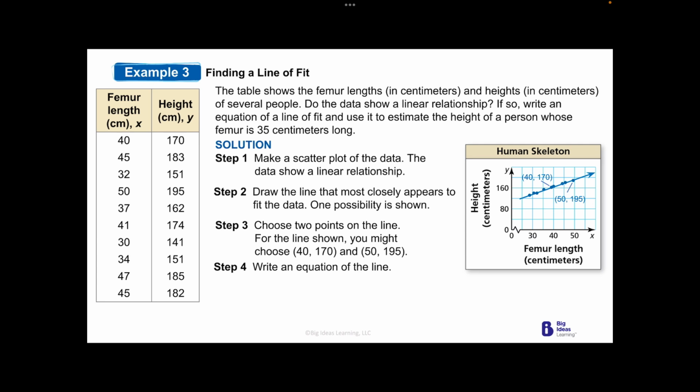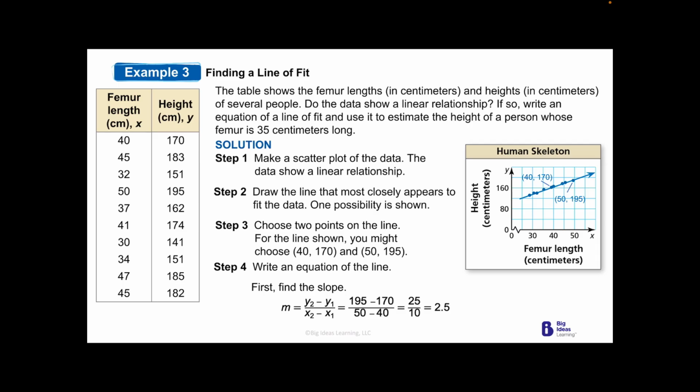And then last but not least is to write an equation of that line. Find your slope, and then use that point to find your y-intercept, which is what they do. First, find the slope. They use your slope formula: y2 minus y1 over x2 minus x1. 195 minus 170 over 50 minus 40. So it's 25 over 10, which is simplified to 2.5.